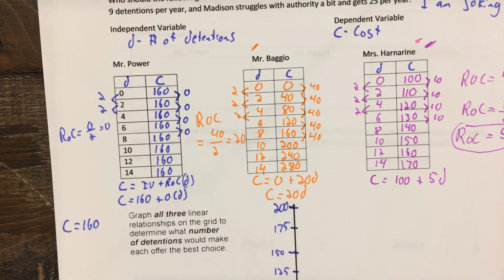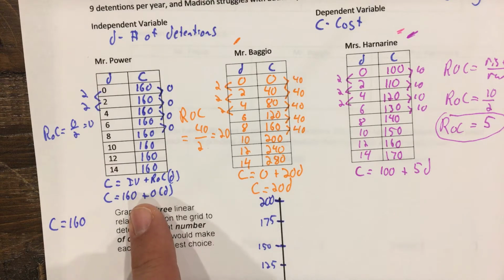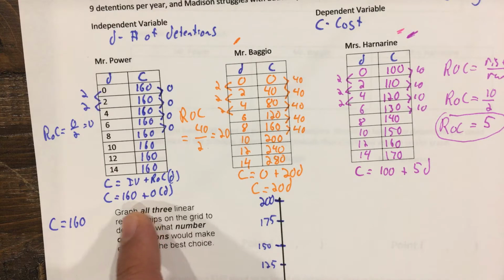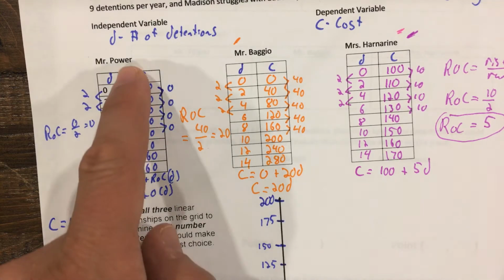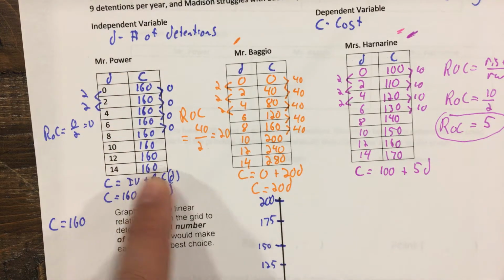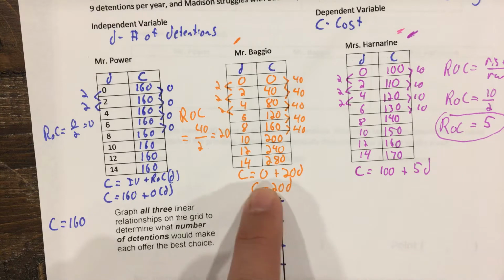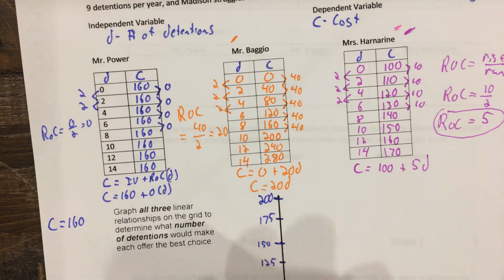Okay, we're back with part 2, and this is where we left off with part 1. We have equations for each of the three administrators. C equals 160 plus 0 times the number of detentions, because Mr. Power just charged 160 bucks each. C equals 20 times the number of detentions. So if you get 14 detentions, you're going to pay $280. And Ms. Harnrein, who charges $100 upfront and $5 per detention.